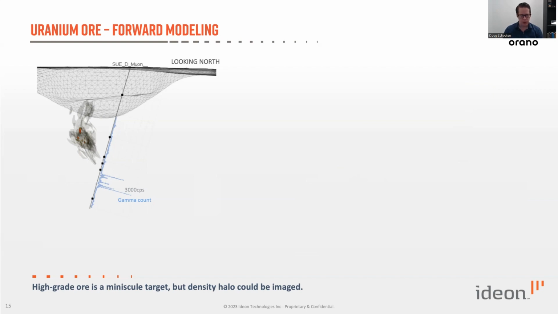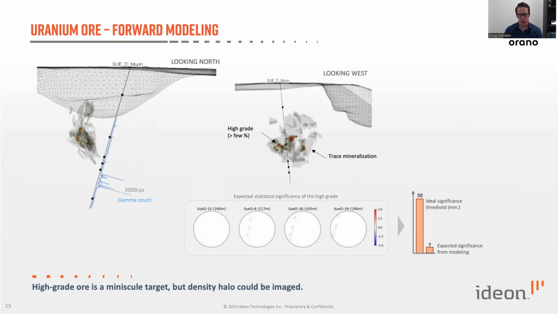It's also worth noting that the high-grade ore pods embedded within that mineralization structure are minuscule. You can see them highlighted in red. So these are the ore pods that are greater than a few percent uranium ore, based on prior knowledge from drilling and exploration in the area by Orano. But it's surrounded by a trace mineralization halo of somewhat elevated uranium mineralization. But if we look just at the high-grade ore pods and forward model that, we'd see that the expected statistical significance over even a significant exposure time of the detectors was minuscule.